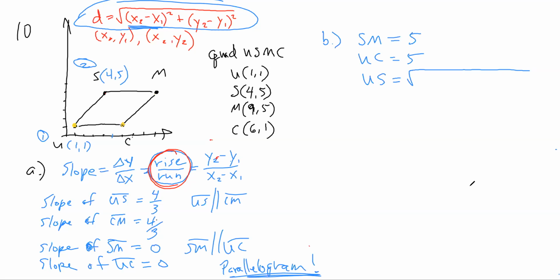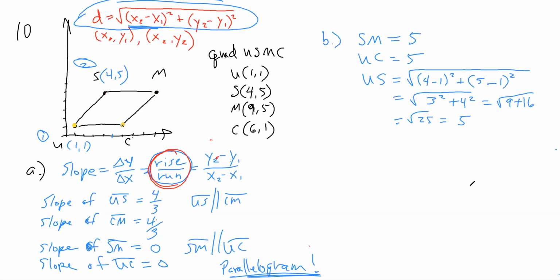So that gives me the order of my pairs, right? The S point is my x2 and my y2. That'll always be my subscript 2. So for my x's, I start with my second x, which is 4, minus my first x, which is 1, squared. And now do the y's. Start with the second point's y, which is 5, minus the first point's y, which is 1, squared. And this becomes 4 minus 1 is 3 squared, and 5 minus 1 is 4 squared, which becomes 9 plus 16, which is root 25, which equals 5.